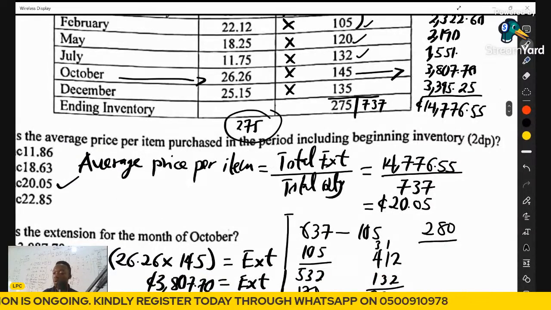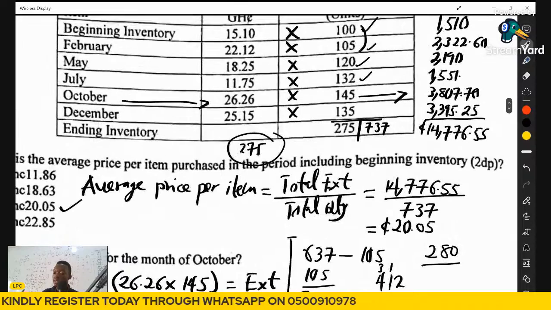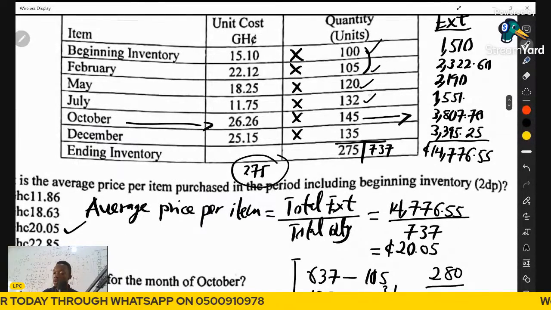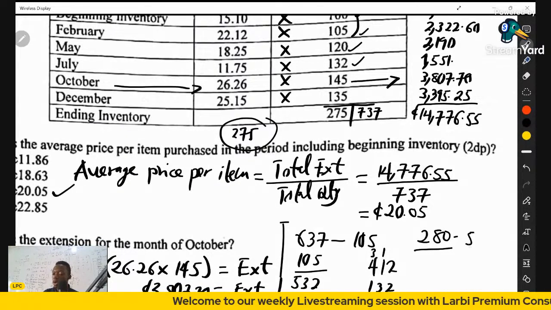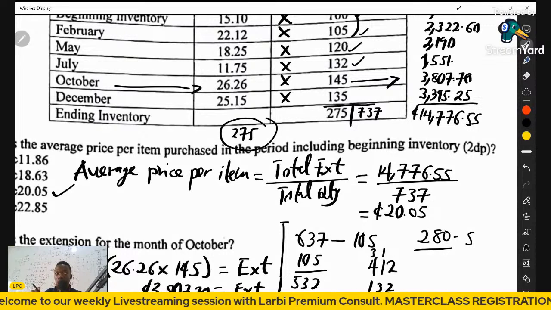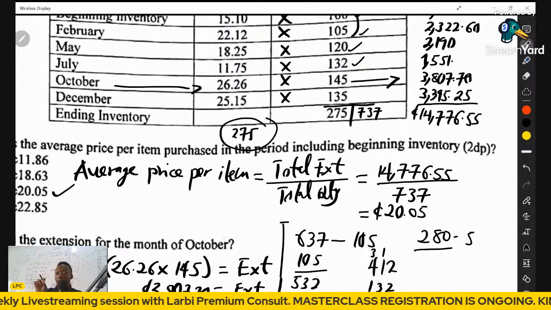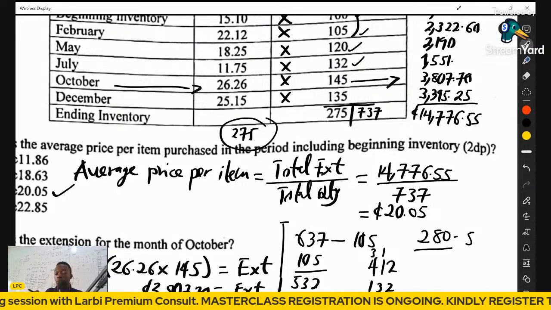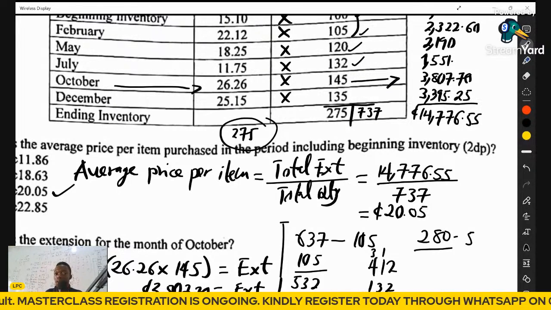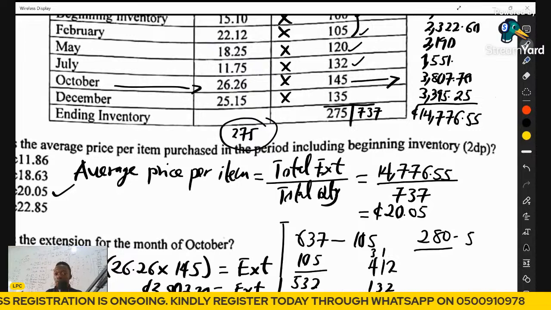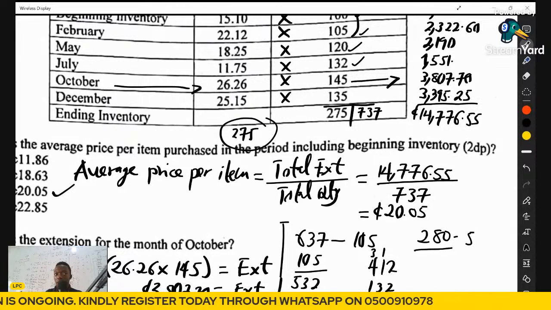So since we were left with 275, and now after issuing the first four levels of inventory we are left with 280, meaning that we need to take only 5 from the next inventory for us to get 275 as the ending inventory. And we will know where this ending inventory is coming from, whether from October and then December, or whatever you're going to get at the end of the day. I believe that is clear.